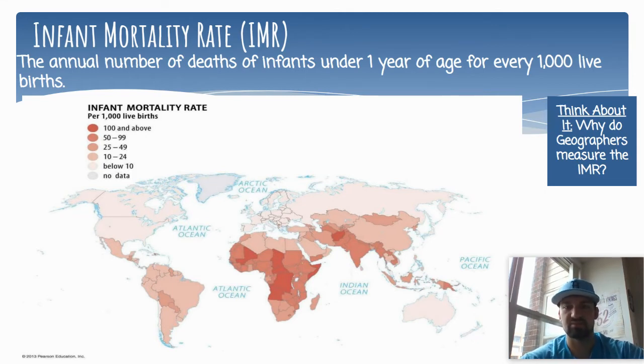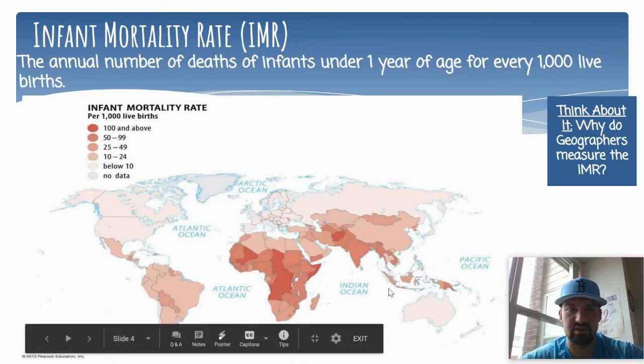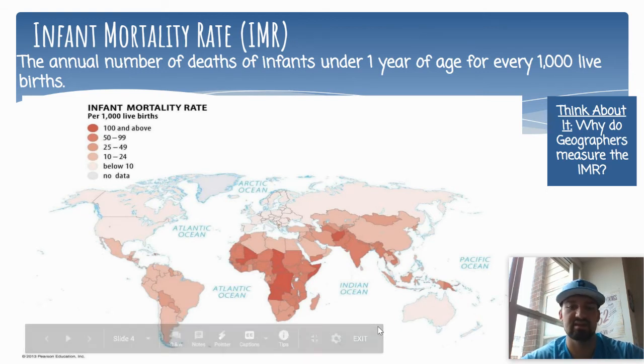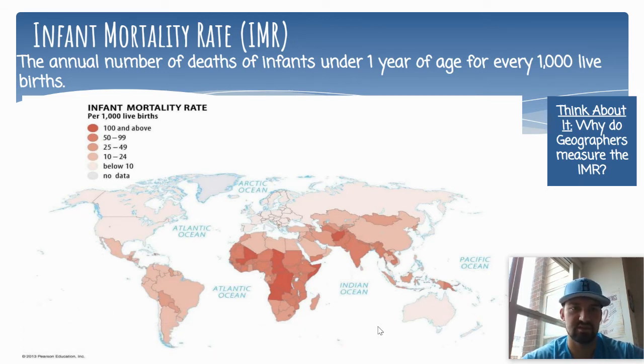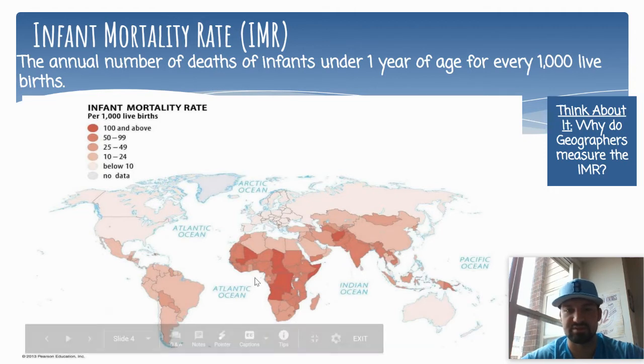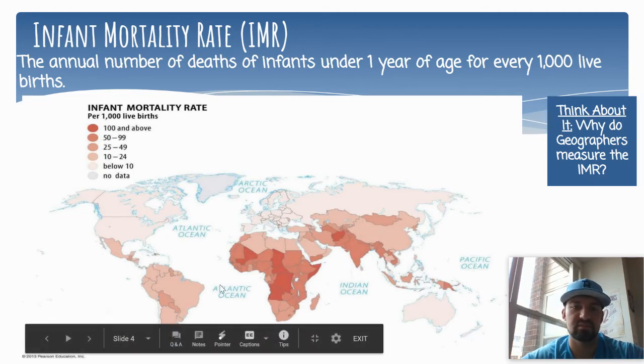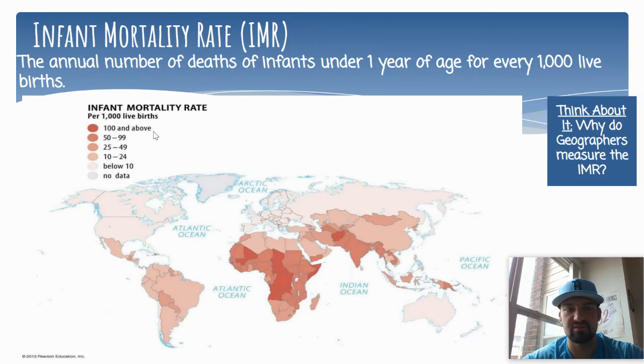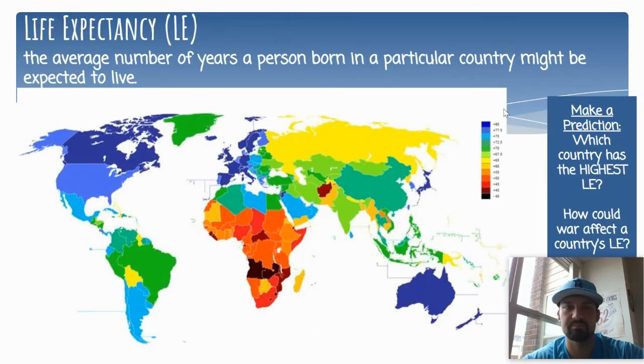Generally, more developed countries have a higher chance of survival in the first year of living. And countries that are dark red here don't have as high survival rates. So, chart here: infant mortality rate per 1,000 live births. 100 and above, 50 to 99, 25 to 49, 10 to 24, and so on.